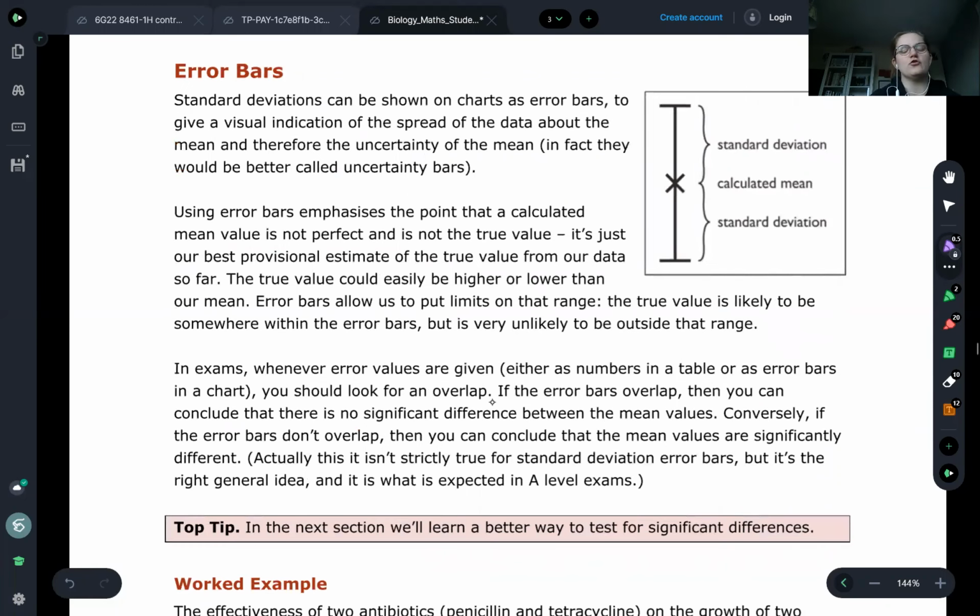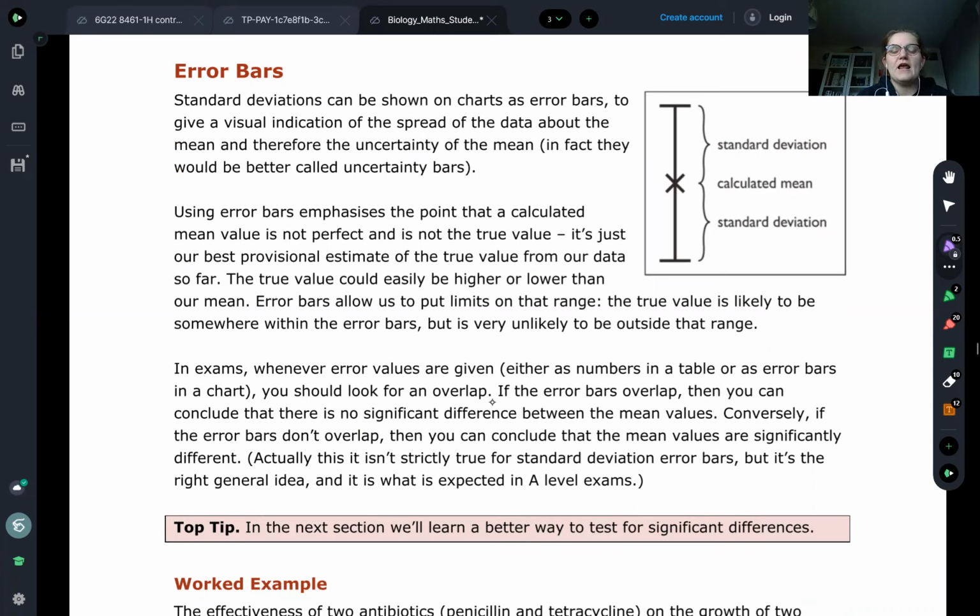Error bars, I'm just going to talk through what they show. Basically, the cross on the error bar is your calculated mean, and then the top and the bottom are your standard deviations, your top standard deviation and your bottom standard deviation. It gives us that visual representation of the spread of data, and it emphasizes the point that a calculated mean value isn't perfect and it's not the true value. We do have this standard deviation on either side.